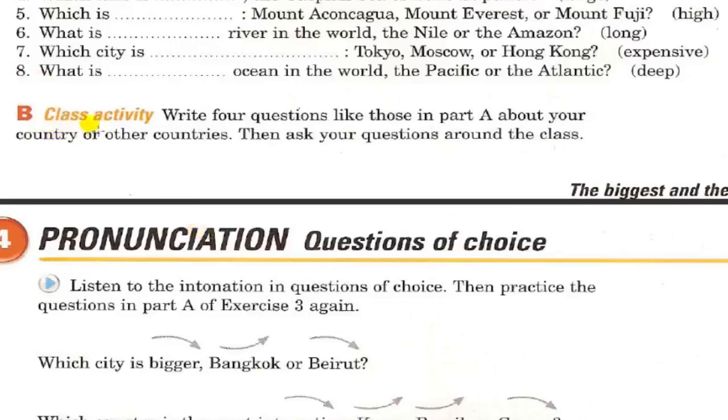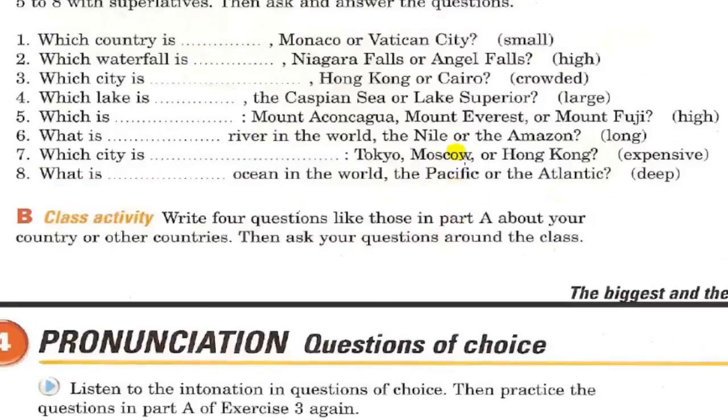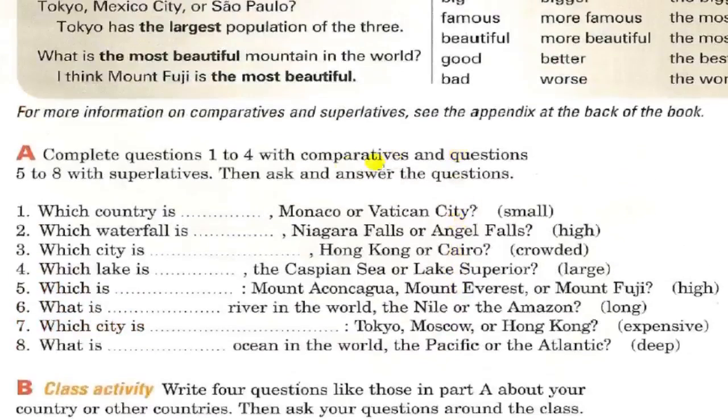B, class activity. Write 4 questions like those in part A about your country or other countries, then ask your questions around the class. So in B here, you make a question about your country, about Egypt, Saudi Arabia, Kuwait, United Arab Emirates.